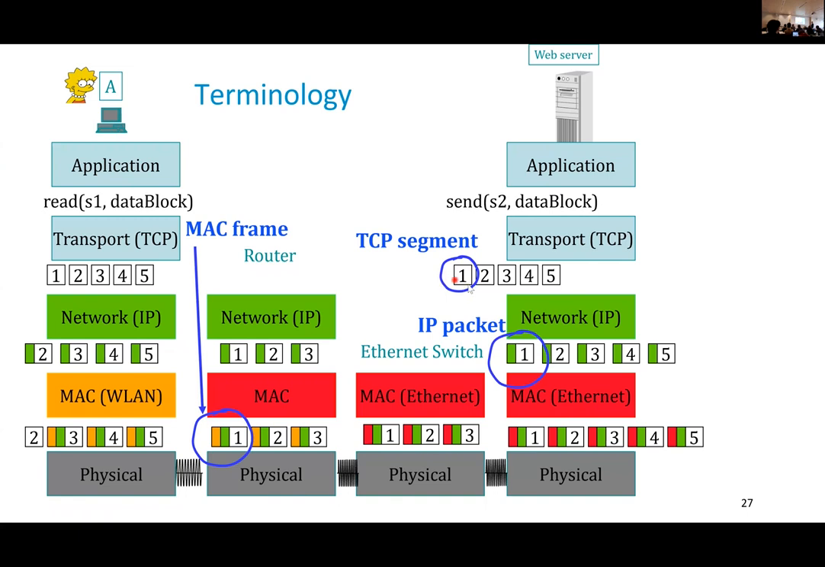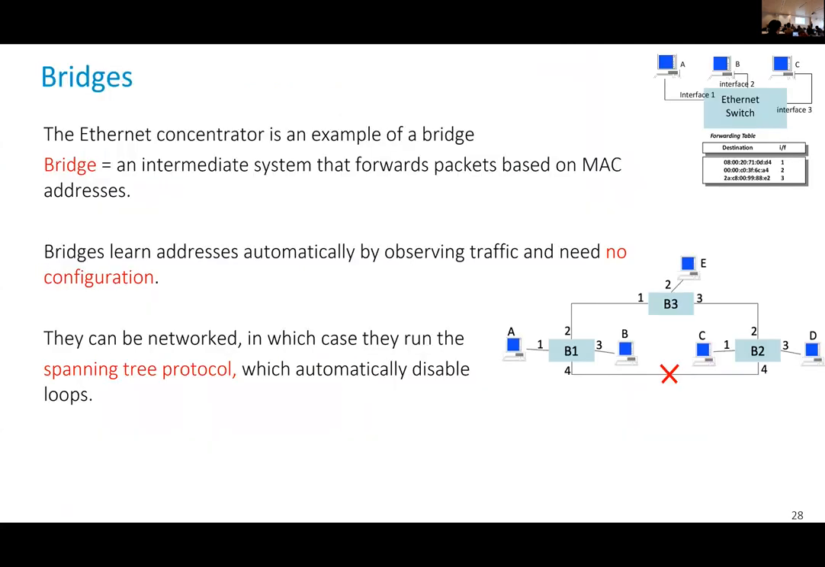In terms of terminology, we have packets everywhere. The packets created by the transport layer are called segments, if it's TCP, packets at the network layer, and frames at the MAC layer, but not always. Sometimes people use the word packets also everywhere.